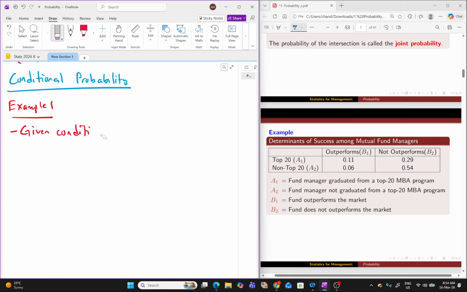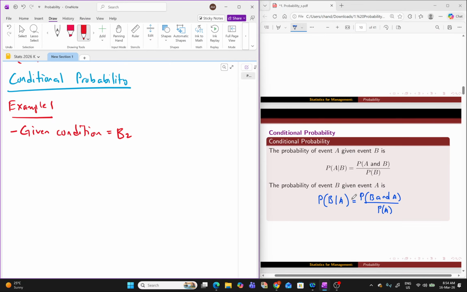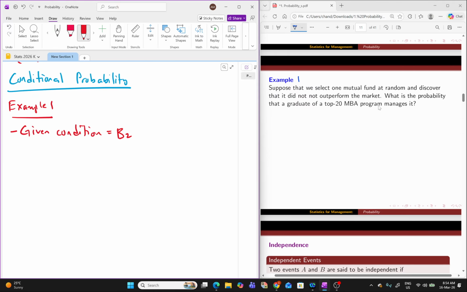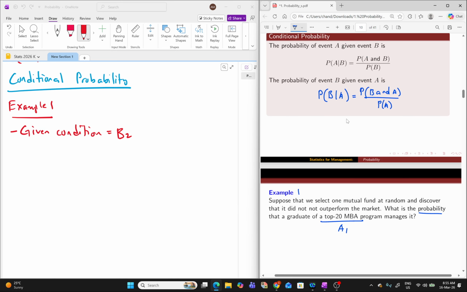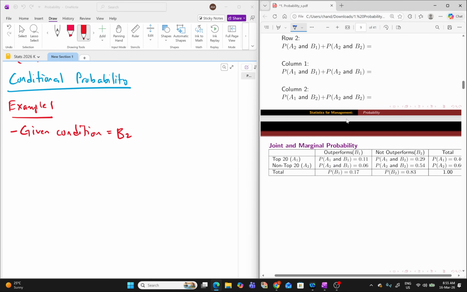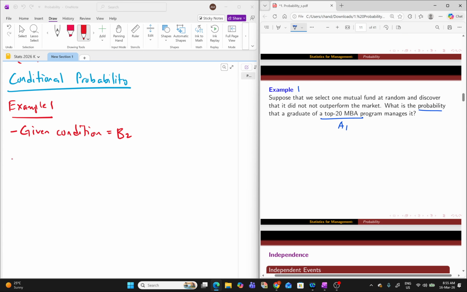We know that B2 happened first. Out of this B2, not outperform, what is the probability that a graduate of a top 20 MBA program manages it? The top 20 MBA is A1. So this is what I call the seeking probability. The seeking probability is A1, so basically we are finding A1 given B2.